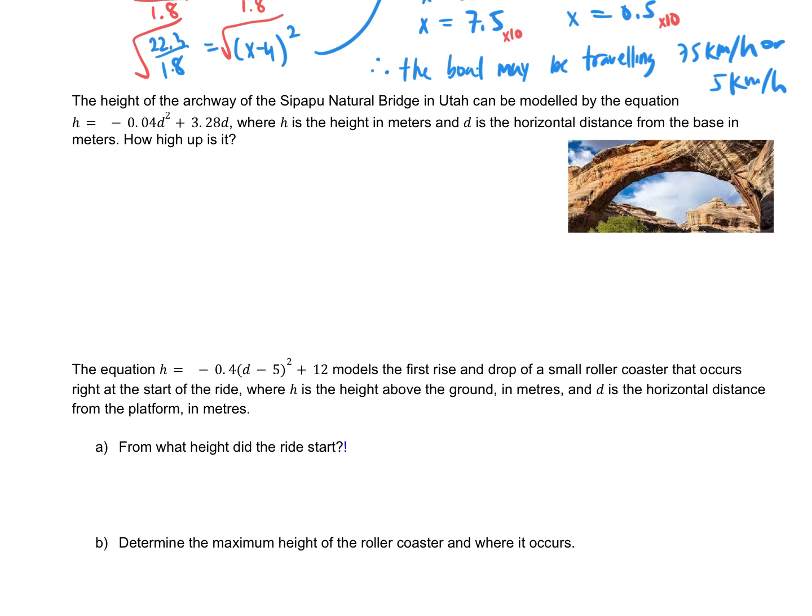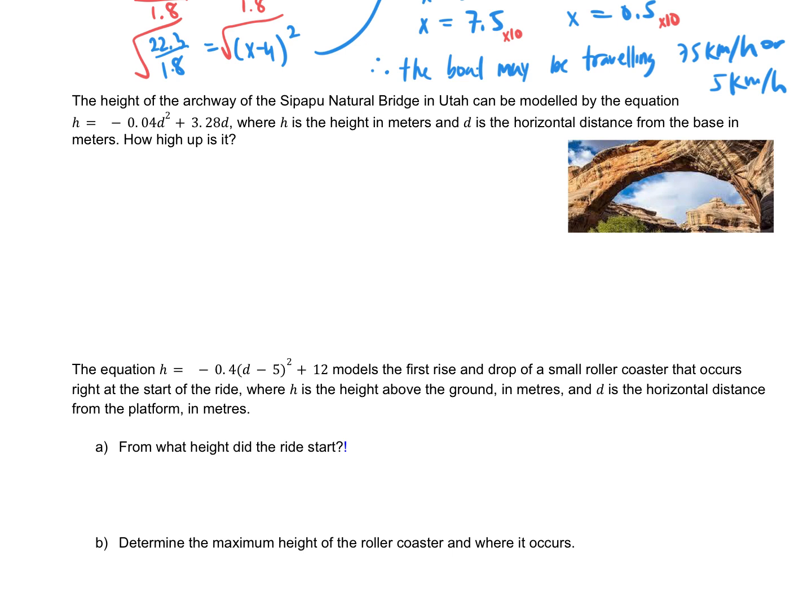All right. The height of the archway of the Sipapu Natural Bridge in Utah can be modeled by the equation h equals negative 0.04 d squared plus 3.28 d, where h is the height in meters and d is the horizontal distance from the base in meters. How high up is it?